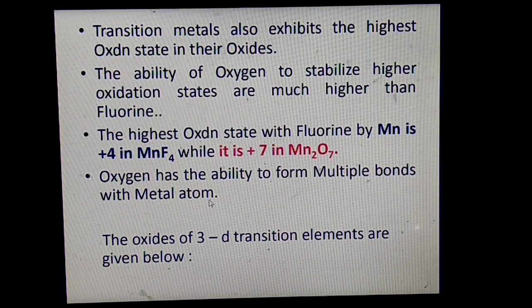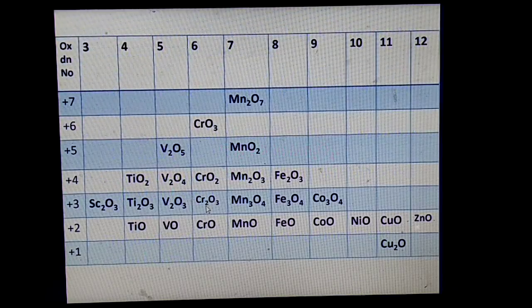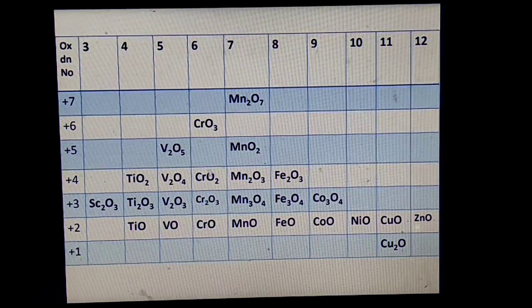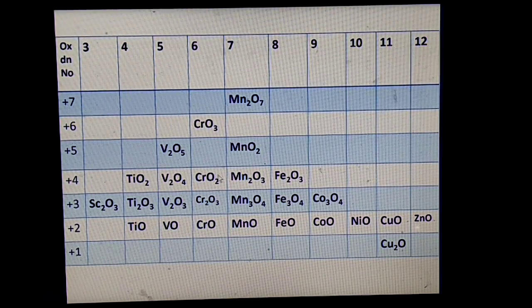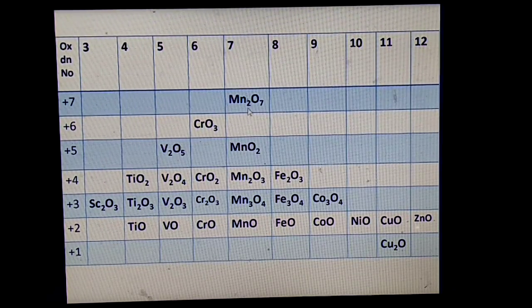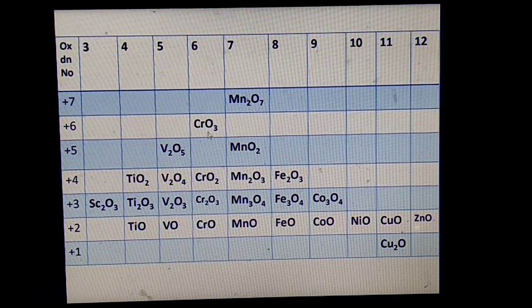They show the highest oxidation state in their fluorides or halides. They show the highest oxidation state in the oxides. Now, these are the oxides of the 3d series. Already you have seen the halides of the 3d series. Now you have seen the oxides of the 3d series, such as Mn2O7, where manganese exhibits the +7 oxidation state.